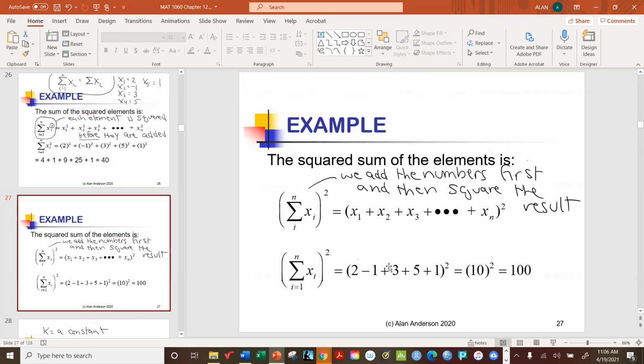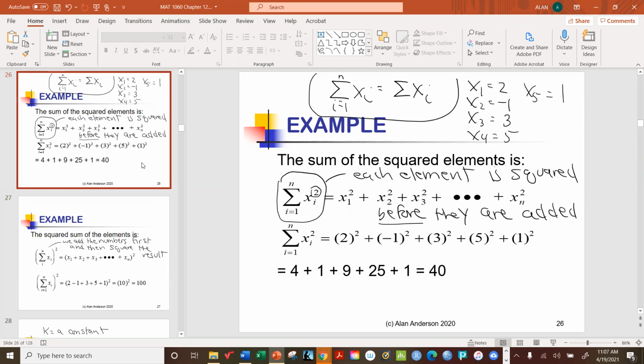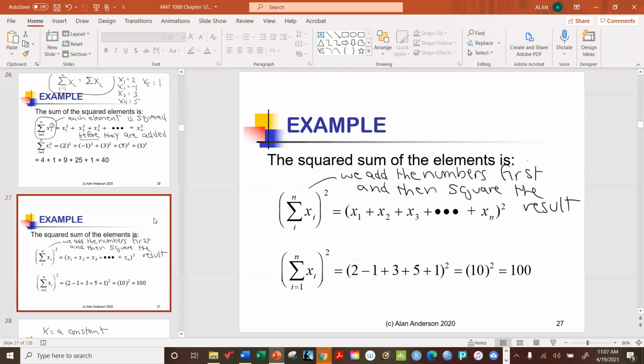Now, as a result, you'll see that when I do that, I add up all the individual elements to get 10 squared, which is 100. With the last slide, it was 40. So you can see they're two very different situations, even though they look very similar.